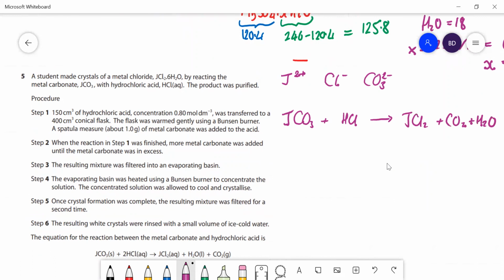And importantly, we're going to have to balance that. So that's going to be 2 hydrochloric acids per metal carbonate.